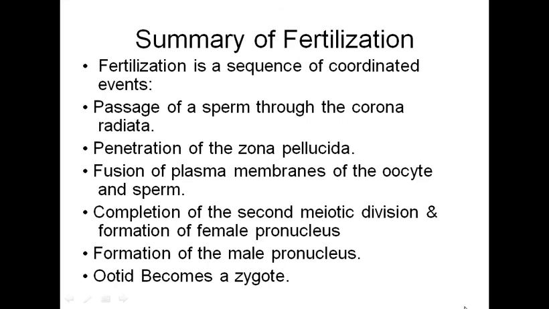It is a sequence of coordinated events in which, first, passage of sperm happened through the corona radiata, then it penetrated the zona pellucida. After that, fusion of the plasma membranes of the oocyte and sperm happened. After that, the second meiotic division of the female pronucleus was completed, and then formation of the female pronucleus happened. After that, formation of the male pronucleus happened. Both of them fused. After fusion we have a zygote, a diploid zygote is formed.